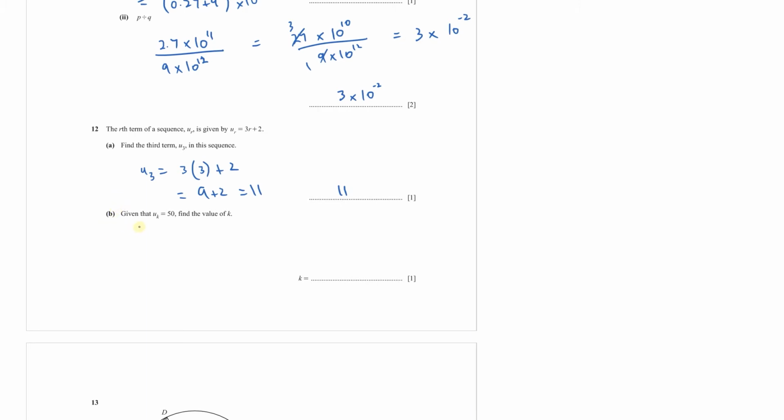Part B is given that uk is 50, find the value of k. So I'm given that the kth value is 50. So I will substitute. uk will be given as ur is this. So uk will be 3k plus 2. I simply substituted r with k. So I'm given uk is 50. So this is 3k plus 2. And then I'll take this 2 to the other side. So I will get 3k equals 48. And k will be equal to 48 divided by 3, which is 16. So your value of k will be 16.